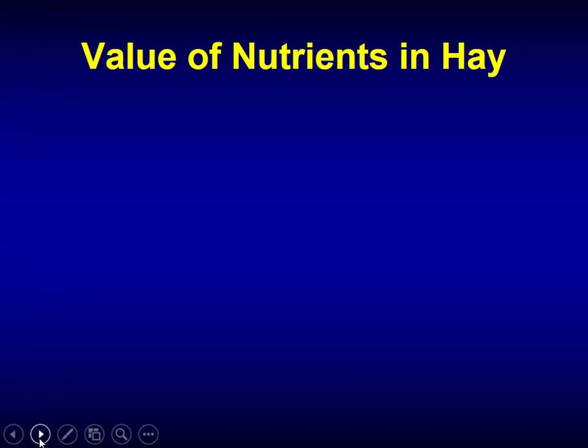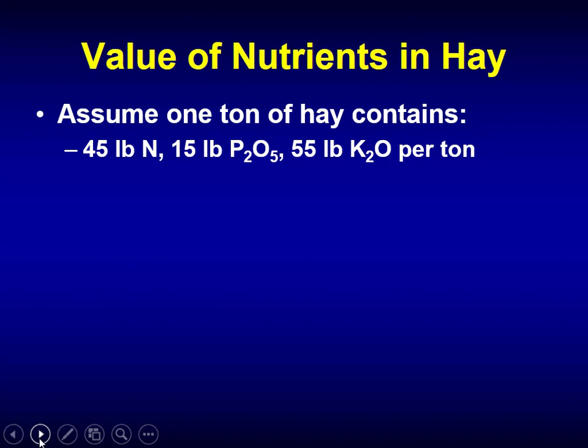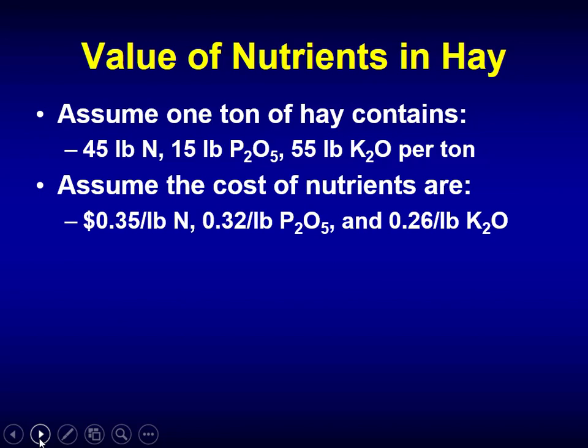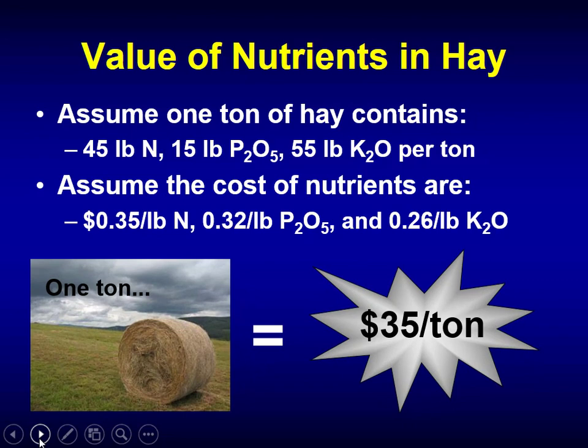So let's just look at a value of nutrients in a ton of hay, and we have to make some assumptions, but these are the amount of nutrients we assumed. This is the cost of nutrients. I called our local co-op last week and got some numbers from them. And so in 1 ton of hay, we're going to remove about $35 worth of nutrients from that pasture.